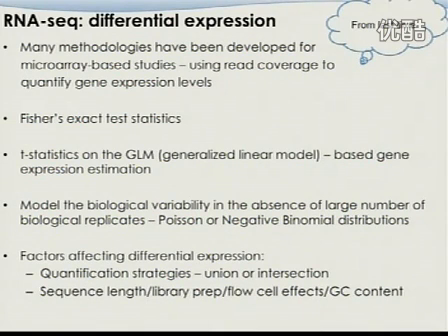And the last thing to keep in mind are the factors affecting differential expression. The quantification strategy really also affects the differential expression call. We had an example in the lecture. For some of the genes, if we use the exon union approach, we don't see any differential expression. If we use the exon intersection approach, we do see it. And the sequencing length, library preparation, flow cell effects, and GC content are all part of the game, so you need to consider those as well. Okay? Any questions so far?